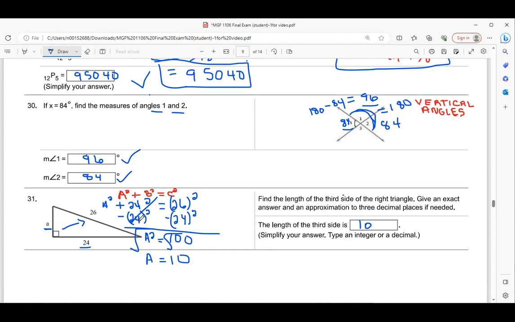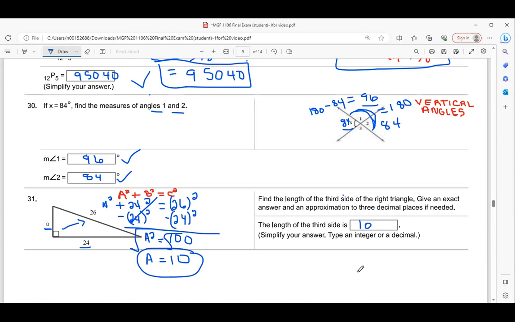And then we solve, so we subtract 24 squared from both sides. That gives us A squared on the left. And 26 squared minus 24 squared gave us 100. So we took the square root of 100 to get that missing leg, which is 10. The square root of 100 equals 10.